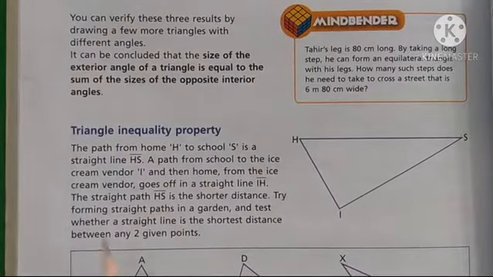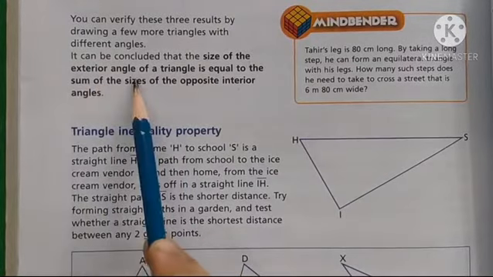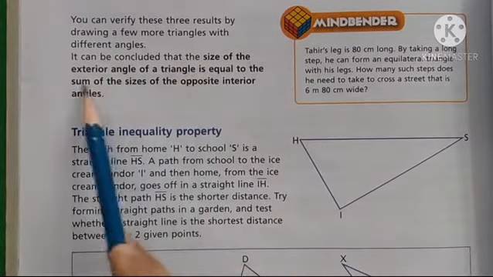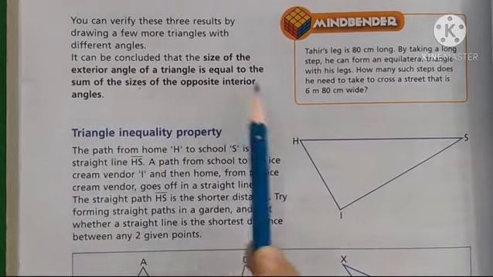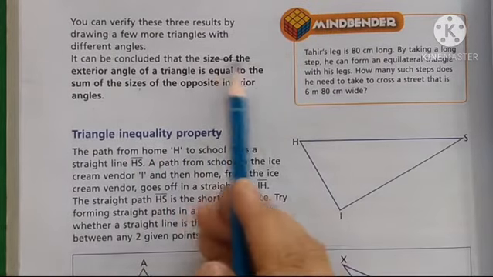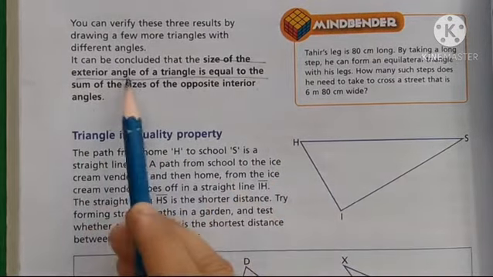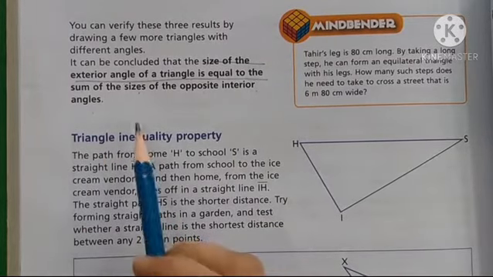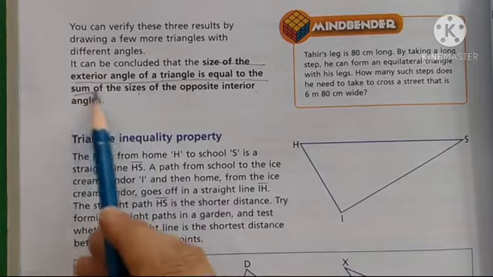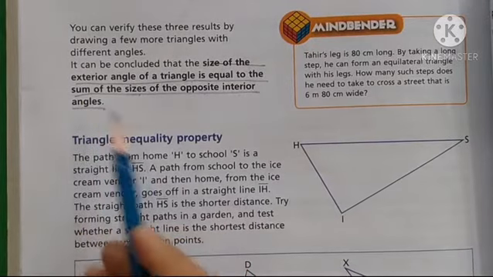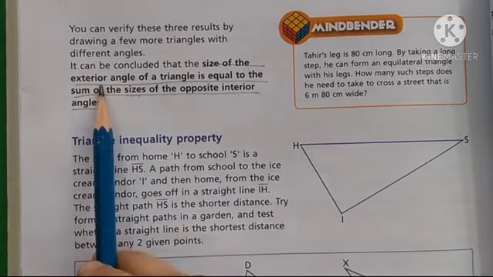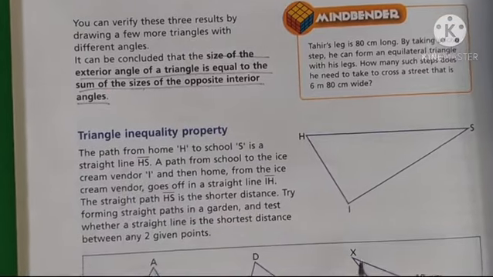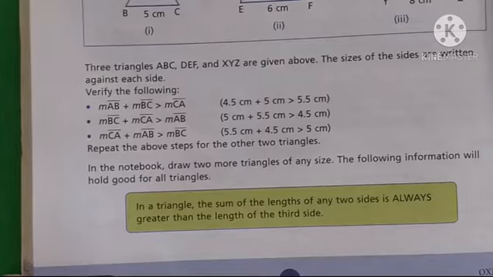Now, second property is the size of the exterior angle of a triangle is equal to the sum of the sizes of the opposite interior angles. Dear students, if we find the exterior angle of a triangle, we will note that the sum of the opposite interior angles of this triangle is equal to the exterior angle. Okay.